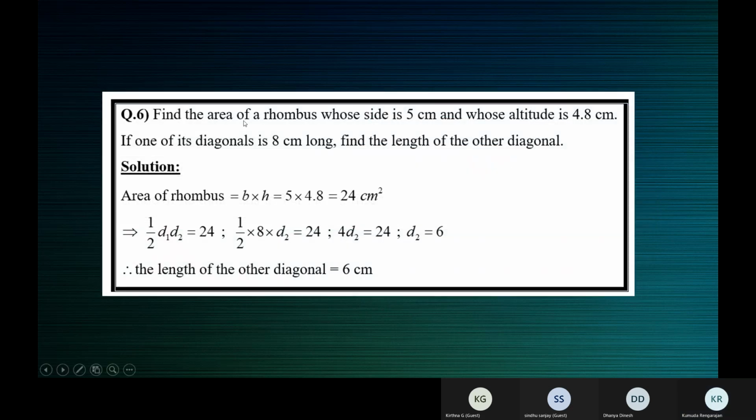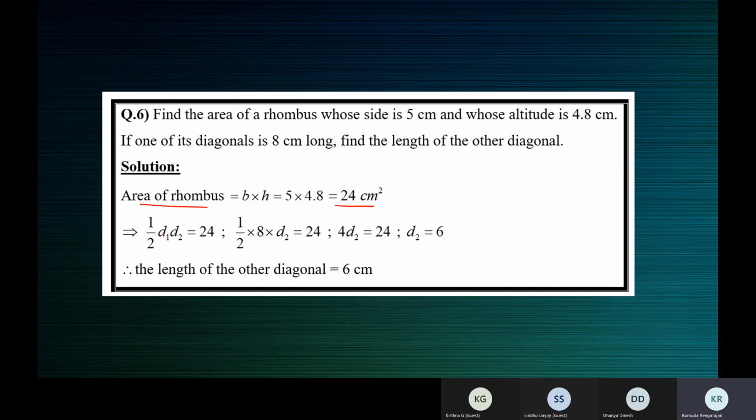See here. First, find the area of the rhombus. Base into height, 24 centimeters square. Now, the area of the rhombus is 24 centimeters square. The same will be the value for half D1, D2. Half D1, D2 is also a formula to find the area for rhombus. So when you find the area of this rhombus using the formula half D1, D2, you should get the same answer, 24. Area of the rhombus is 24 centimeters square.